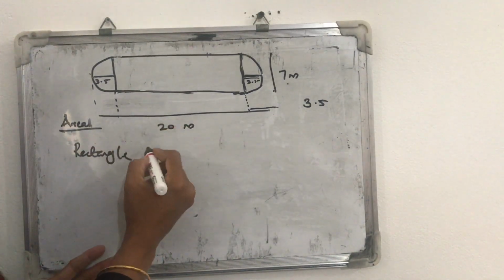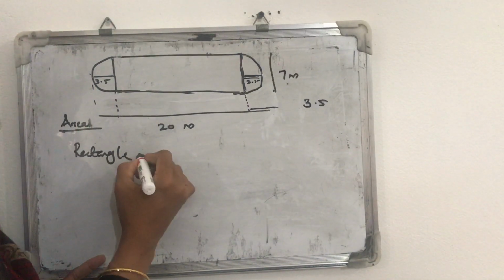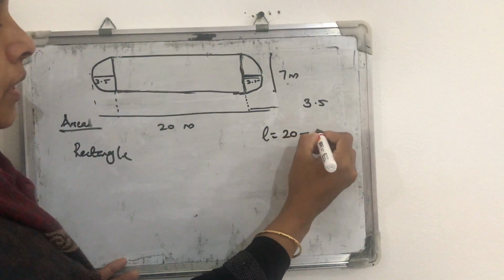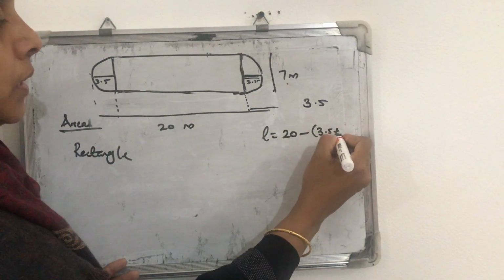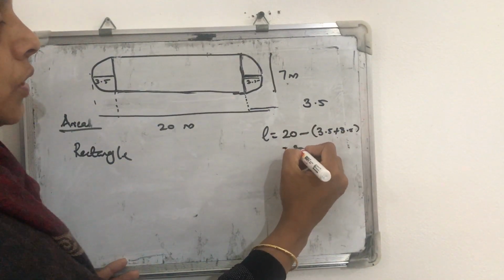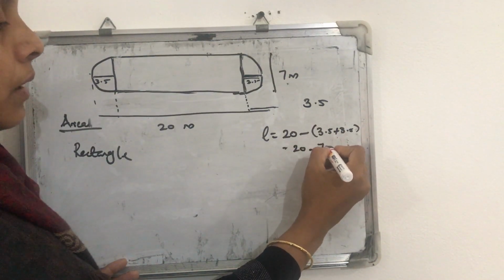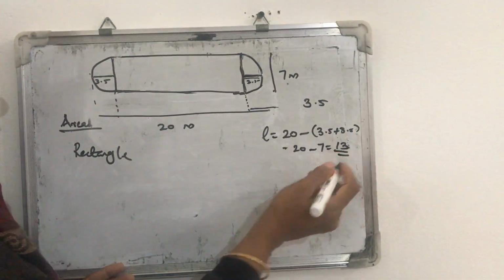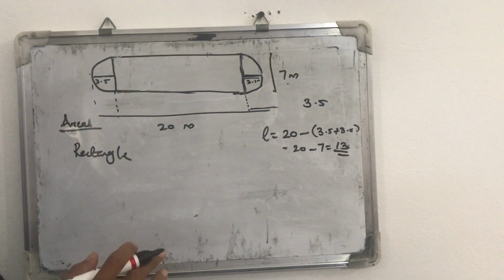So rectangle length is equal to 20 minus (3.5 plus 3.5), that is 20 minus 7, that is 13. Okay, so length we got 13. And breadth, what is the breadth of the rectangle?